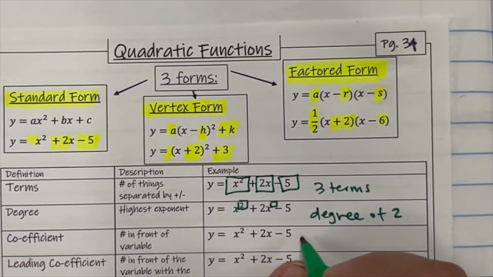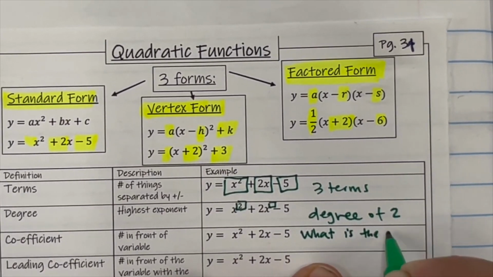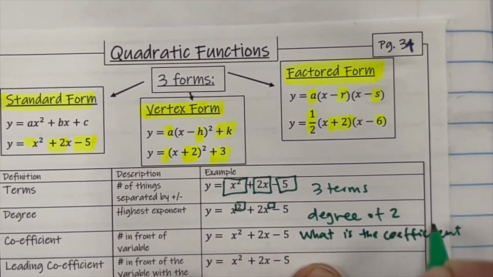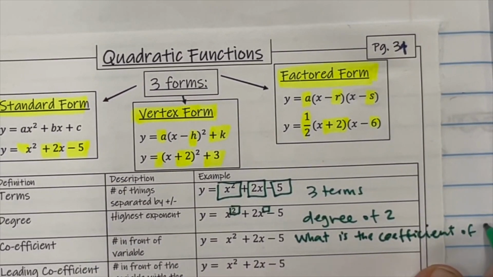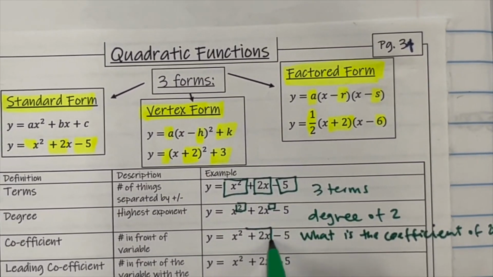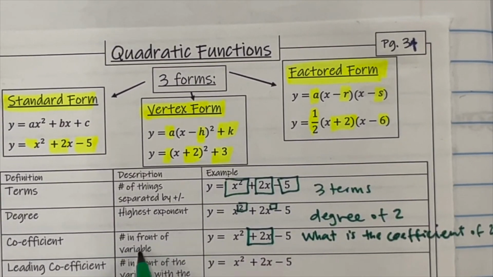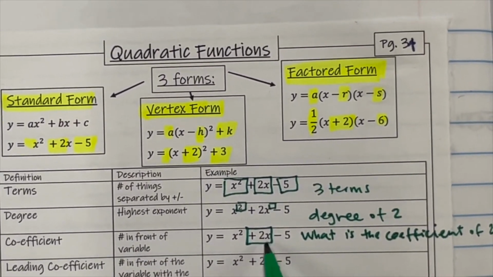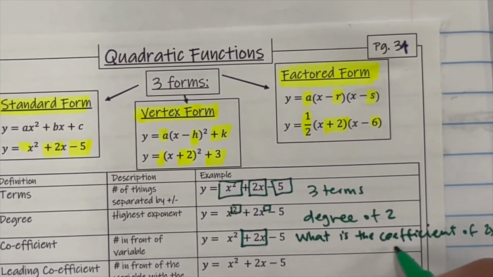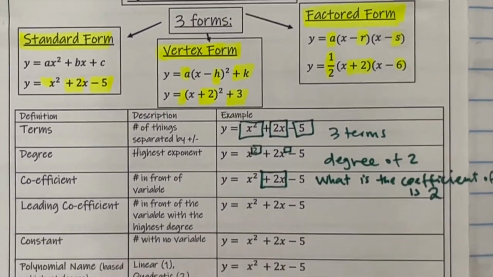All right, coefficient is the number in front of the variable. So let me ask this question. What is the coefficient of 2x? So looking right here, the coefficient is the number in front of the variable. So what's the variable? X. What's the number in front of it? 2. So the coefficient of 2x is 2. Okay, so we're just going over some definitions.